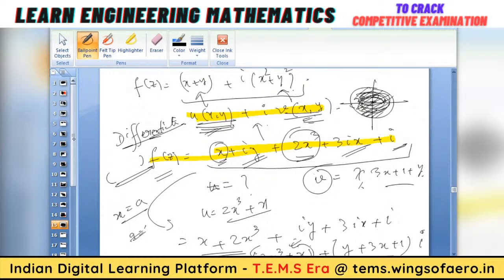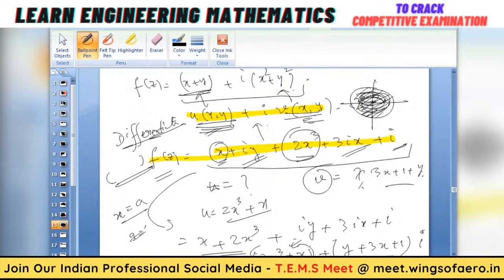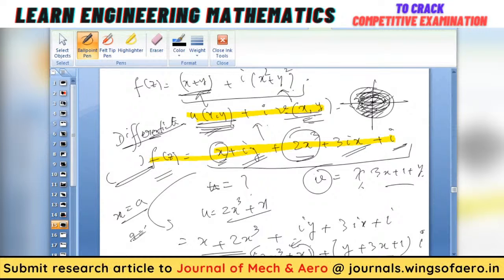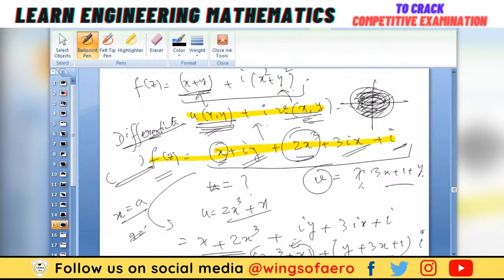Instead of points, x and y, the function is given here. In general, we write 3 plus 2i, 4 plus 3i like this. In this case, x plus y plus i into (x square plus y square), like this. This becomes a complex function.